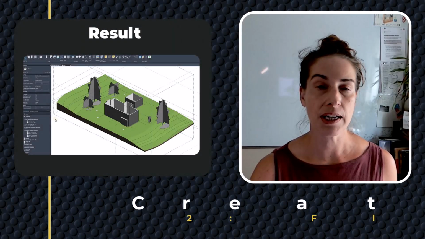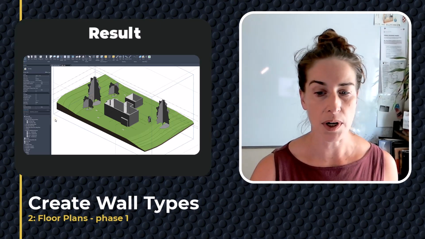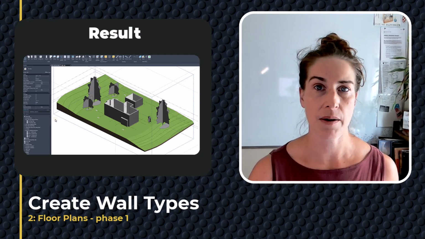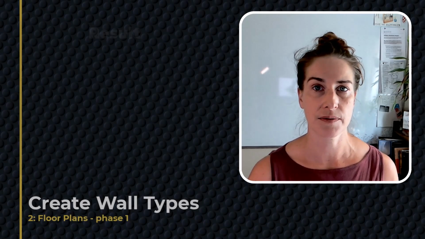In this video, we created a new wall type. We changed out our generic walls for our custom wall type, and we went through the critical step of making sure that our wall core was still in the correct location. I hope this helps.